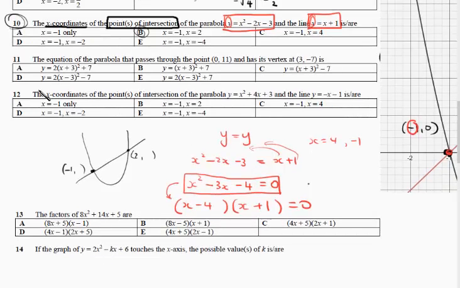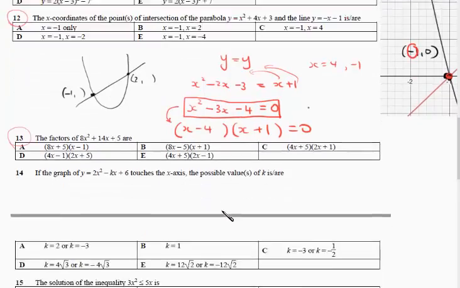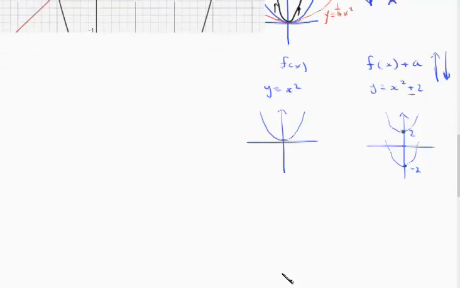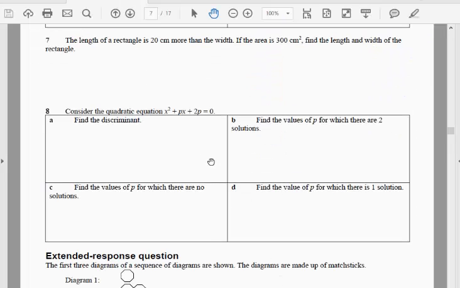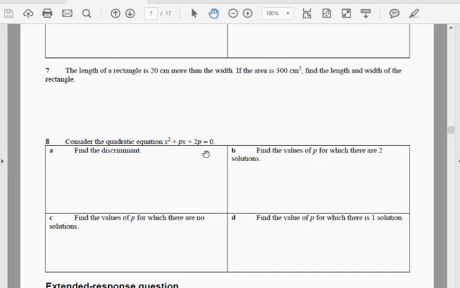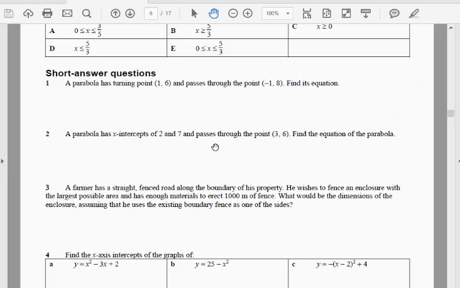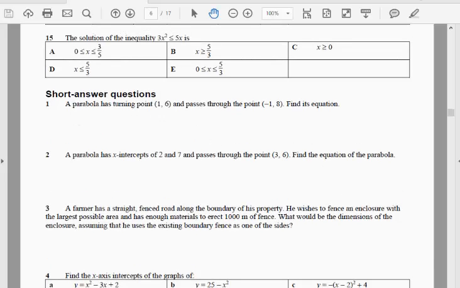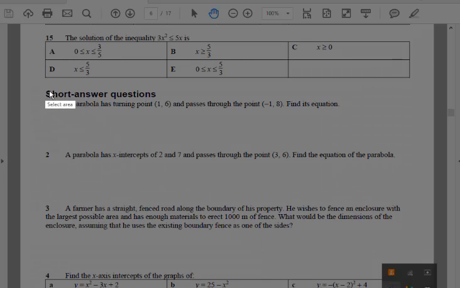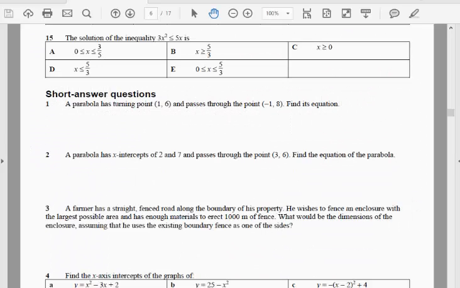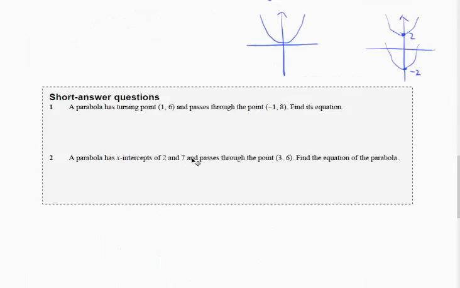I'm going to leave question 11 to you, and 12 as well. And 13, we're going to try a free response question. Maybe we can try. Yep, this one here. I'm going to copy and paste. And then after that, we're going to try a difficult problem.